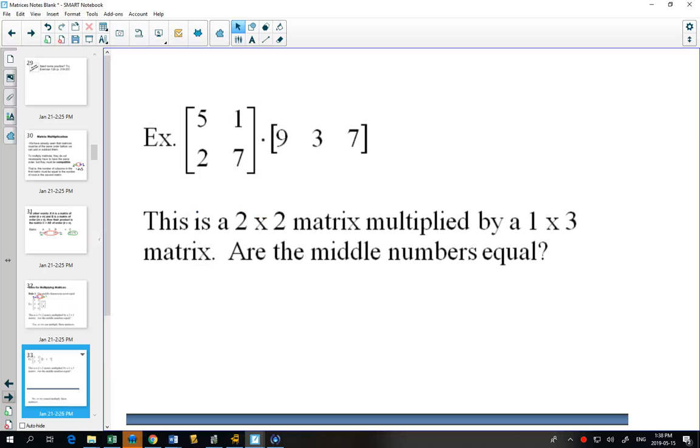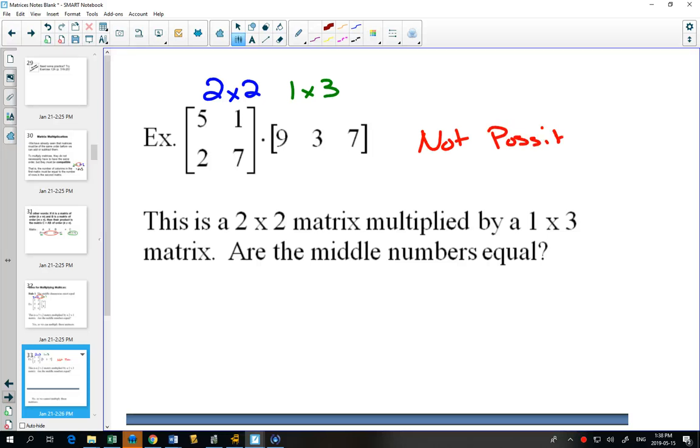Here, we have a 2 by 2 multiplied by a 1 by 3. The middle numbers are not equal, so this one will not be possible.